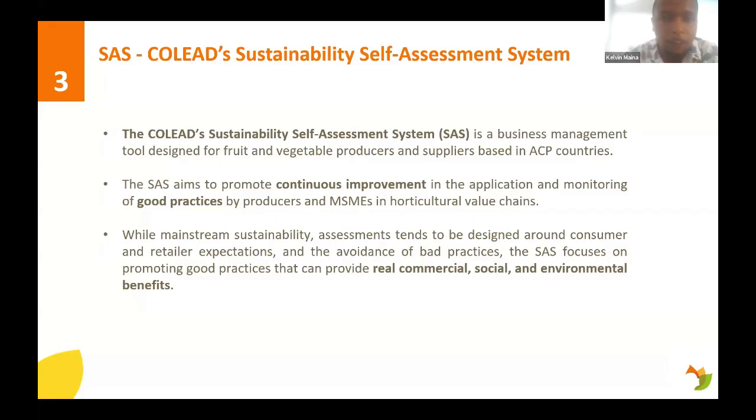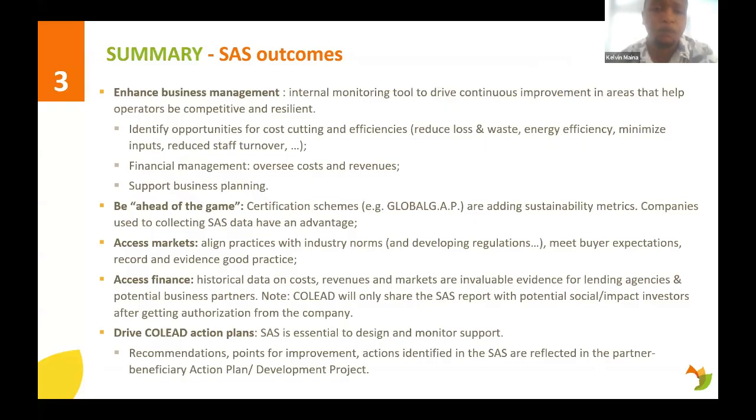Looking at the sustainability self-assessment system, it is a business management tool designed for fruit and vegetable producers and suppliers in the ACP countries. Its main aim is to promote continuous improvement when it is applied, and also helps us in monitoring good practices for MSMEs in the horticultural value chains. So indeed, a very important tool that focuses on promoting those good practices, mainly providing real commercial, social, and also environmental benefits. And we are going to discuss this in a very short while.